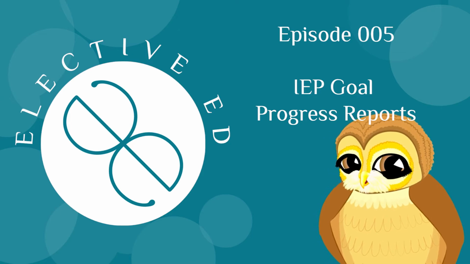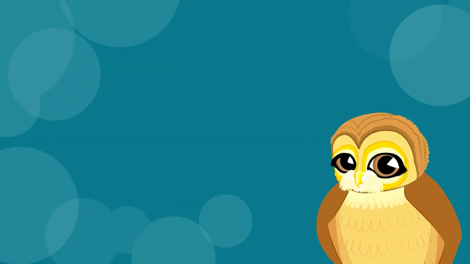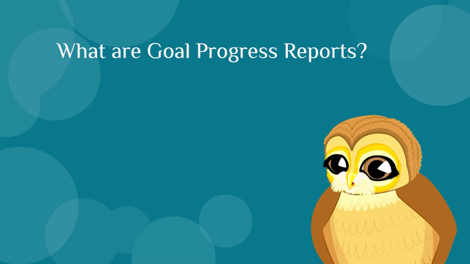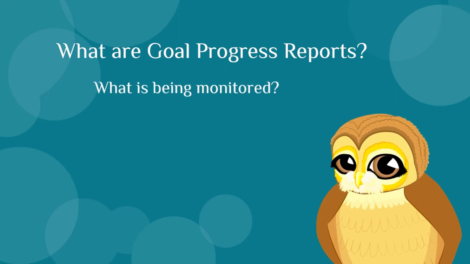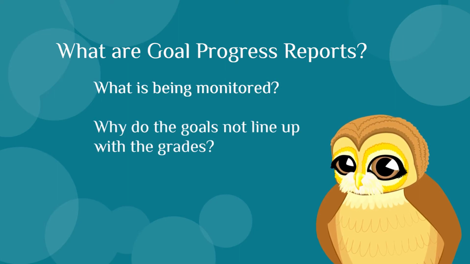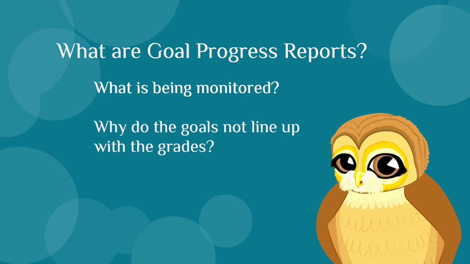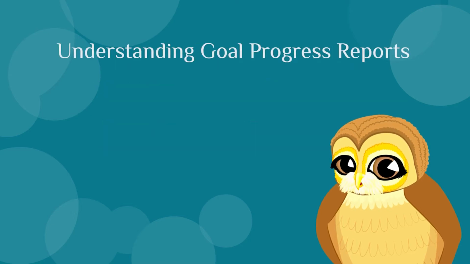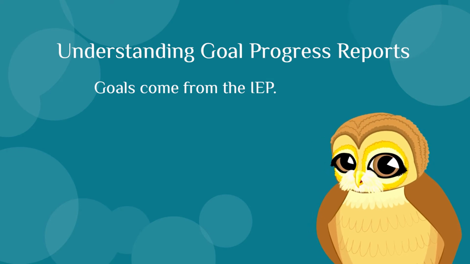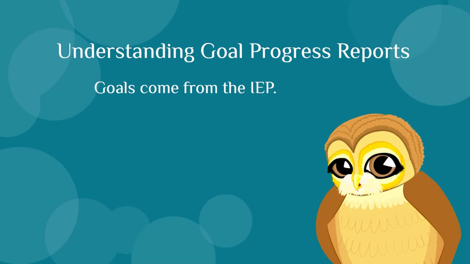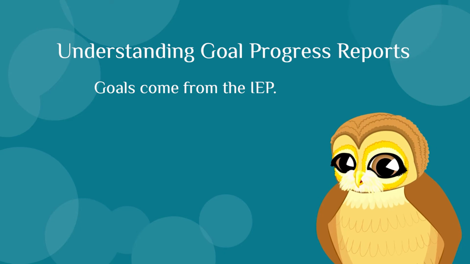Now, let's tackle our current topic. One of the more confusing parts of the SPED world is goal progress reports. Many parents wonder what exactly is being monitored and why the goals do not line up with the grades. Let's tackle this mystery together. Goal progress reports are attached to the goals that are assigned in the IEP paperwork. They are updated throughout the school year and are typically emailed or shared with the parents during the same intervals that the report card grades from the general education teachers are shared.